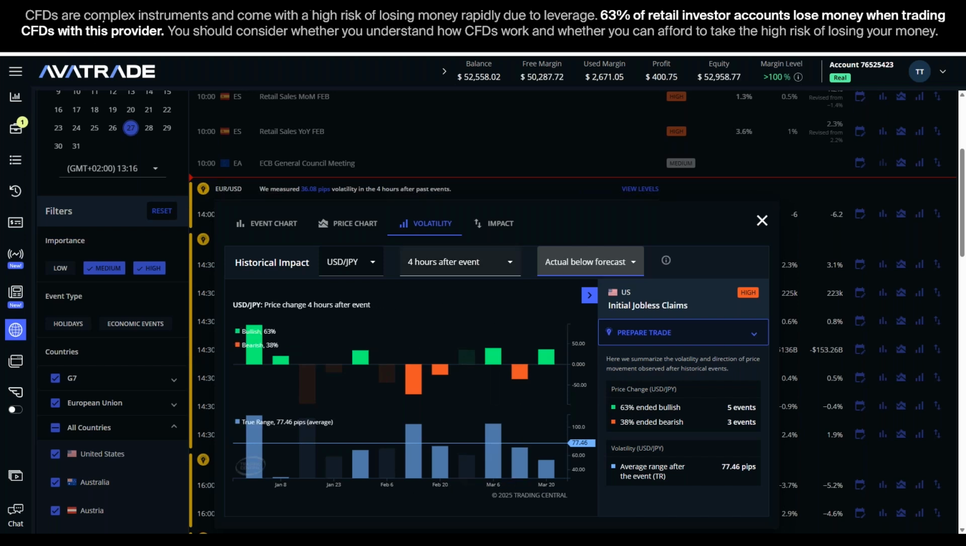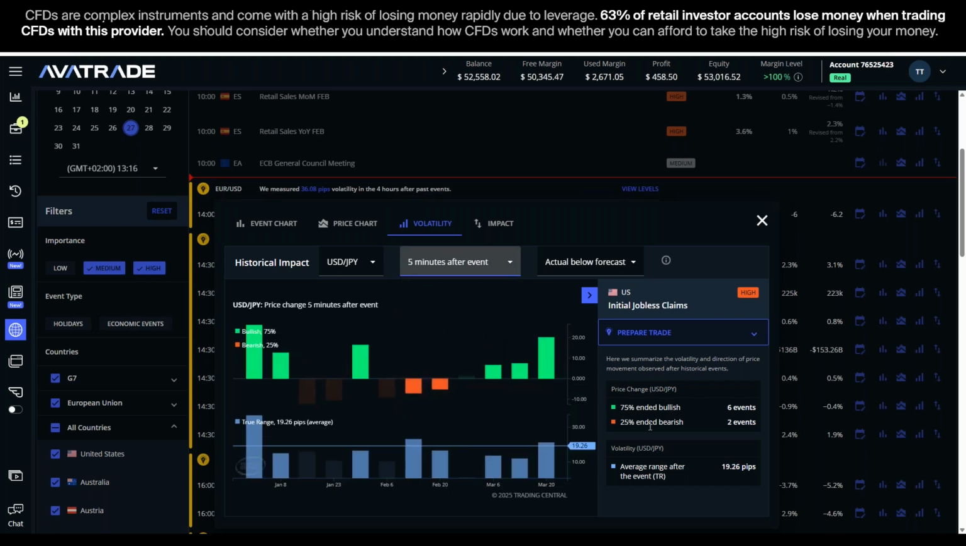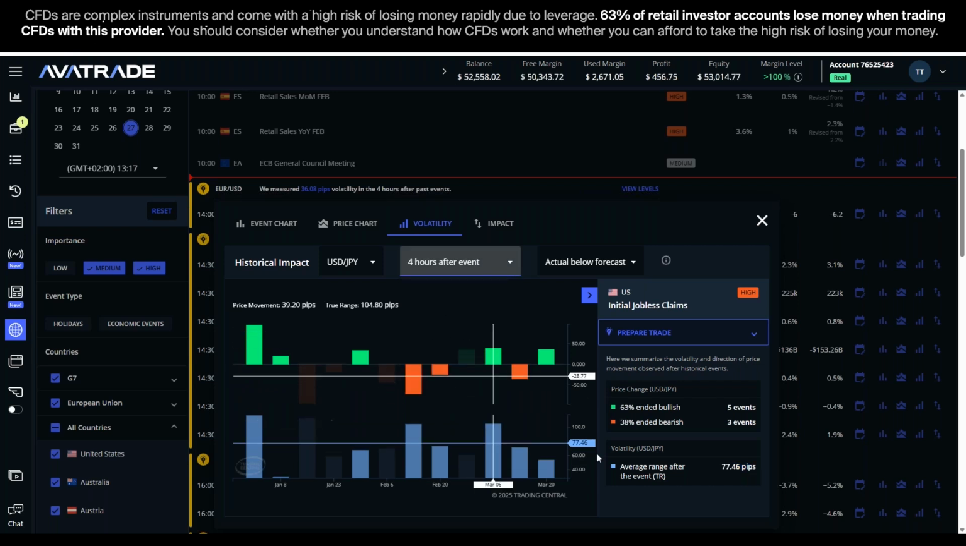Now we could say, well, what about the first 5 minutes? Over 4 hours, it went 77 pips, usually up. What about the first 5 minutes? Okay, also up most of the time, but look, only 19 pips range movement, and a couple of them were down. So a lot of them had very little movement, and then after 4 hours, the range movement was much larger, 77 pip range movement, with most of them going up, and the largest one rising 96 pips.